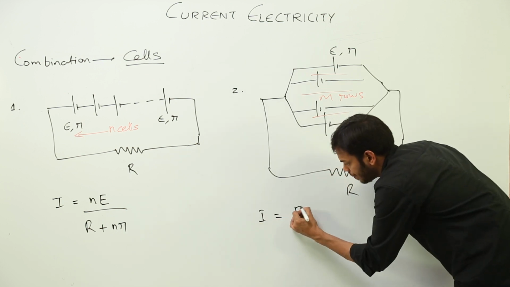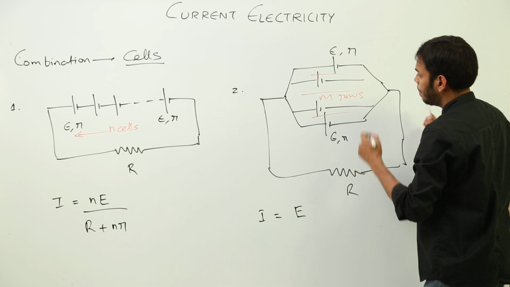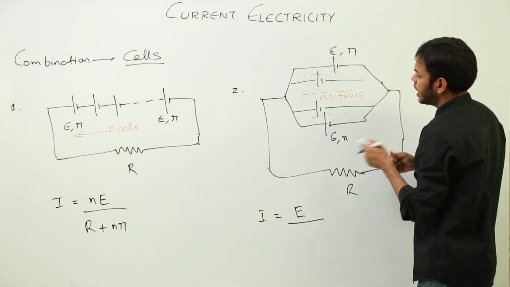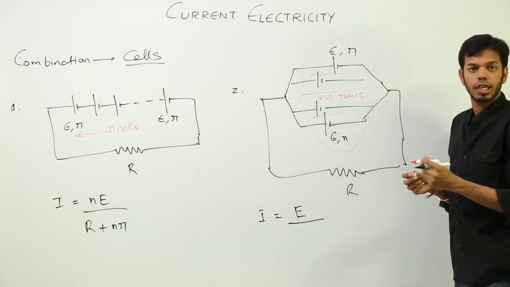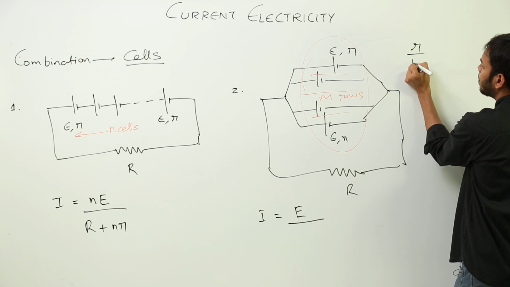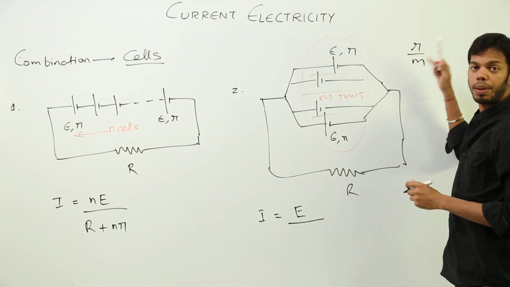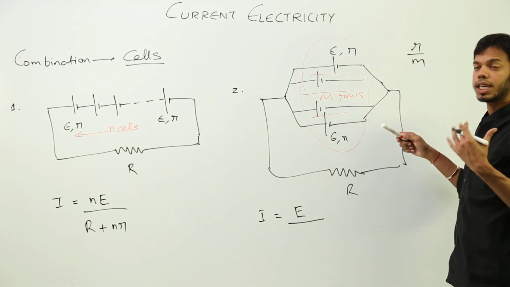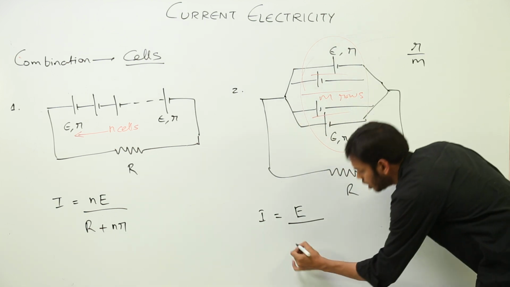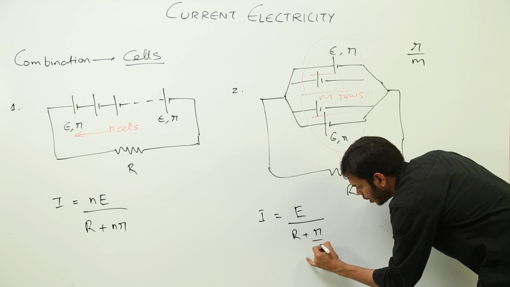Total voltage is E because they are all in parallel, but total resistance is, this R is in series with the effective resistance of the whole circuit, right? What would be the effective resistance of the whole circuit? r divided by m, because there are m number of r resistors which are connected in parallel, so r upon m. So this is in series with this combination, so R plus r upon m.